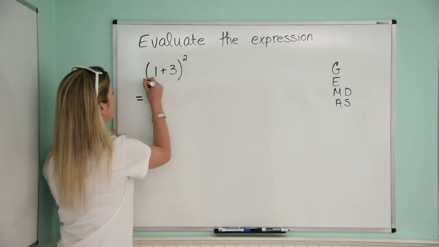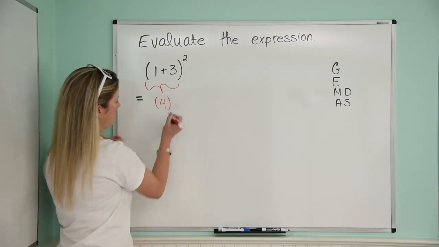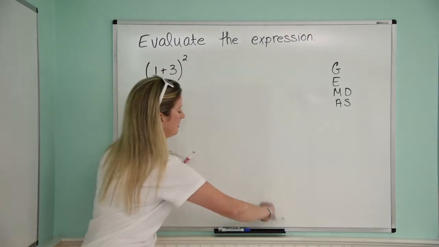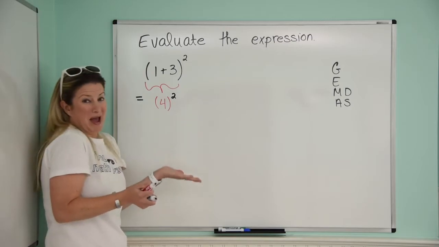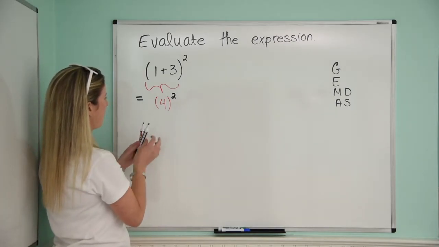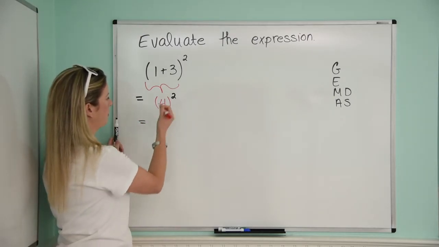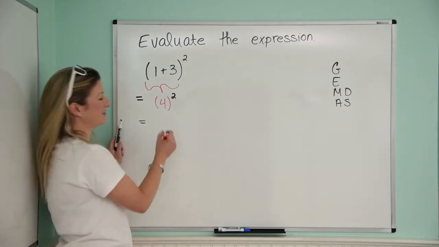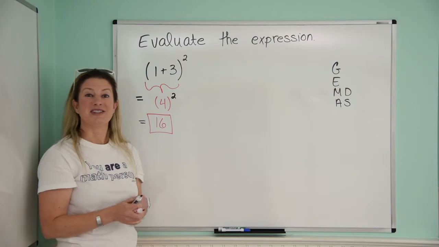1 plus 3 is 4, and then that is squared. So now this is my last step. What is 4 squared? I've eliminated everything else. I have one more operation, and that's squaring 4. So 4 squared is just 16. So there you go, that's nice and easy.